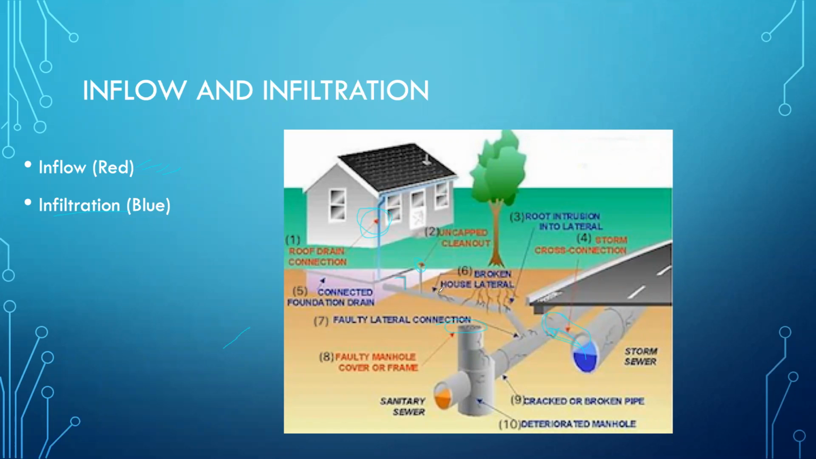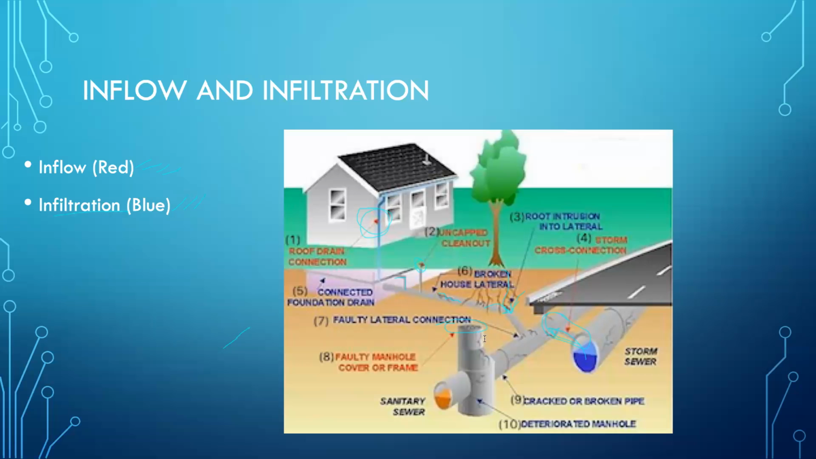We could have a broken house lateral, so if there was a break in here, that gives water the ability to get into it. So that's another infiltration. We could have a root, and it breaks into a lateral and creates another path for water to get into our system, infiltration.